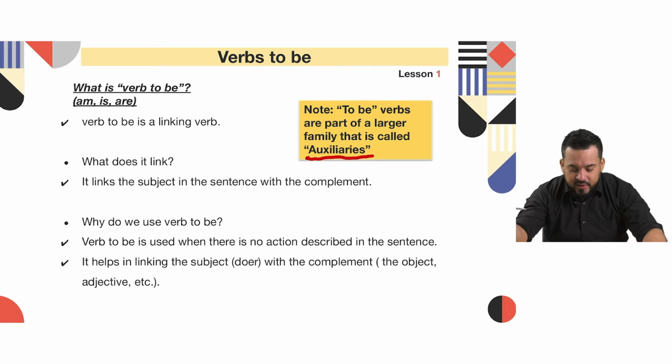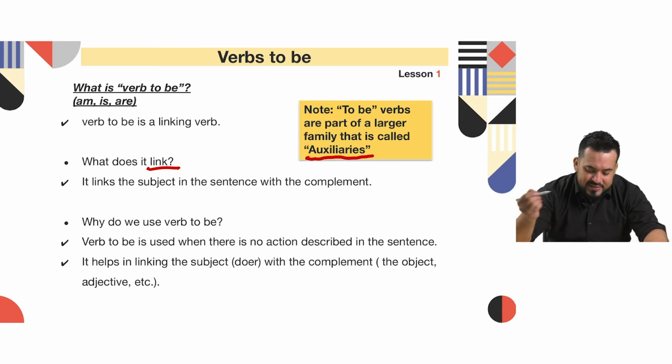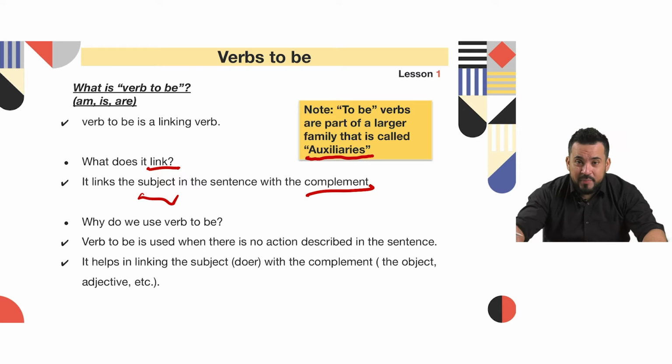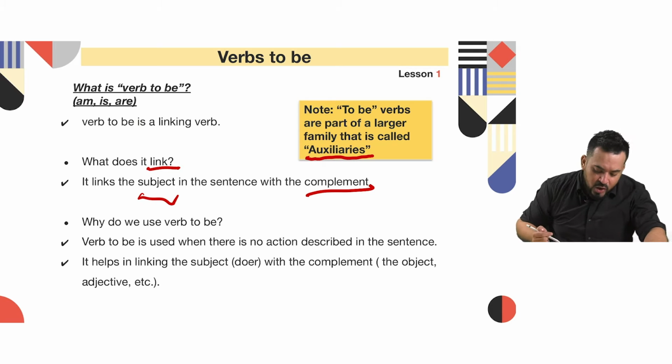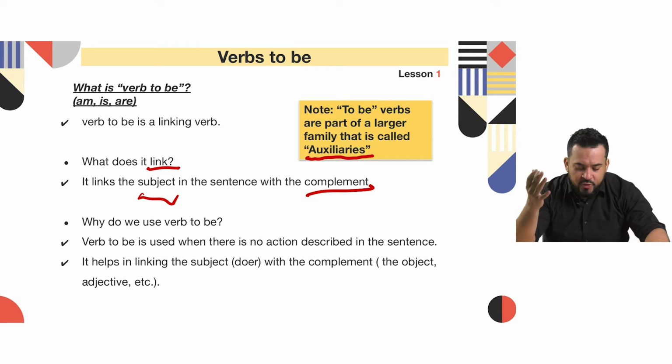What does the verb to be link? It links the subject in the sentence to a complement. What's a complement? A complement could be an adjective or an object of the sentence. This is called the sentence complement. All right? What do we use the verb to be for?